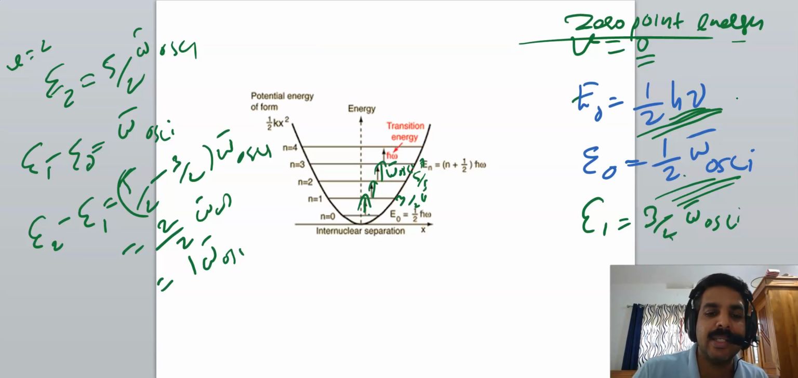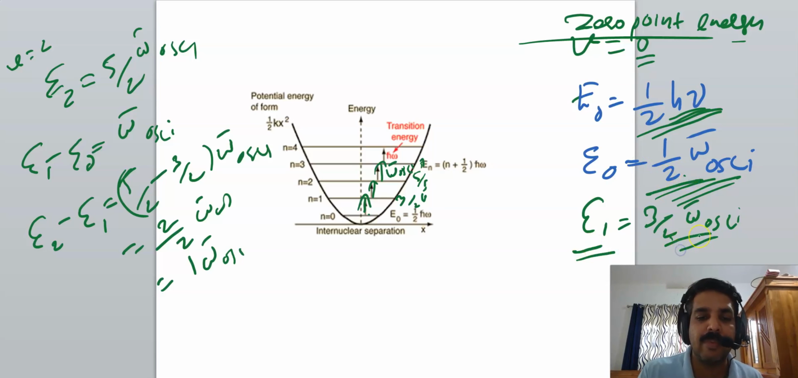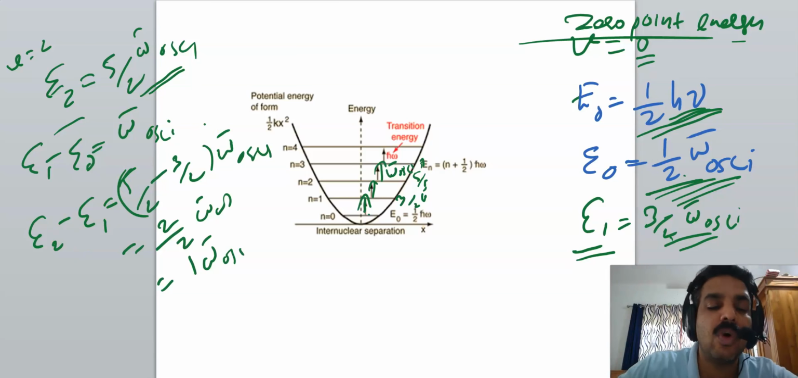Okay, that means there is a constant energy separation. Energy of the 0 state, V equal to 0, is half h nu. Energy of the first state is 3 by 2 omega bar oscillation. Second state, 5 by 2 omega bar oscillation. Third state, 7 by 2 omega bar oscillation. So the difference is always equal to omega bar oscillation. That is the fundamental vibrational frequency.